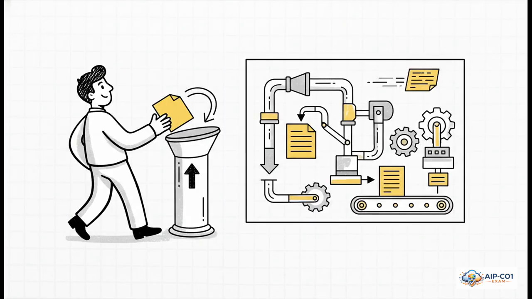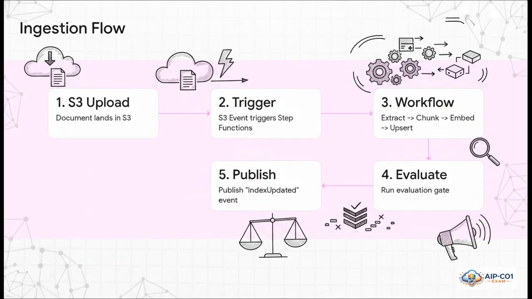Okay, now for blueprint number 2. We're going to flip the script completely with an asynchronous document ingestion pipeline. This is the perfect example of work that can finish later. So here's how it works. A document gets dropped into an S3 bucket. That simple action kicks off our choreographer, a Step Functions workflow.